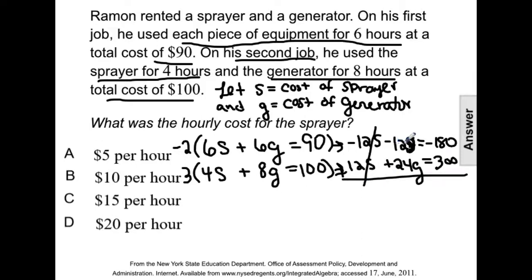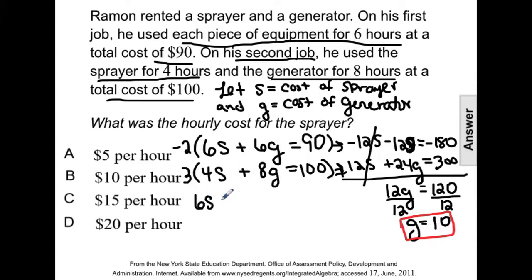So now negative 12g plus 24g is 12g, and negative 180 plus 300 is 120. If we divide by 12, then G equals 10. So that's the hourly cost of the generator, but the question wants the hourly cost of the sprayer. So we have to take what we just found for G and put it into either of the original equations. I'm going to randomly choose the top one.